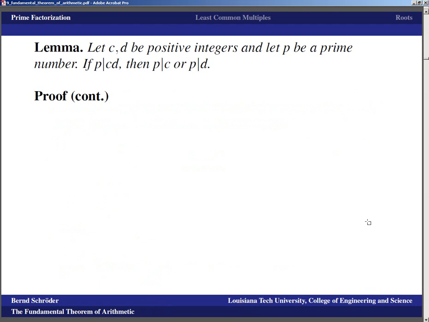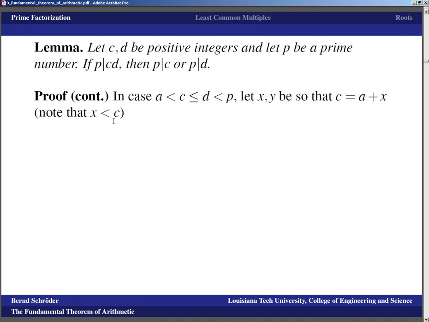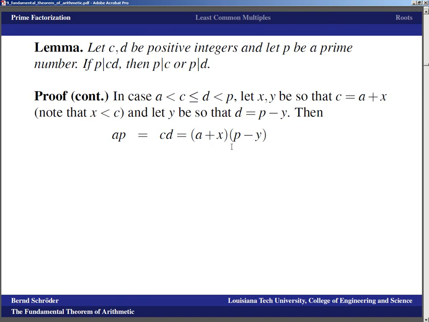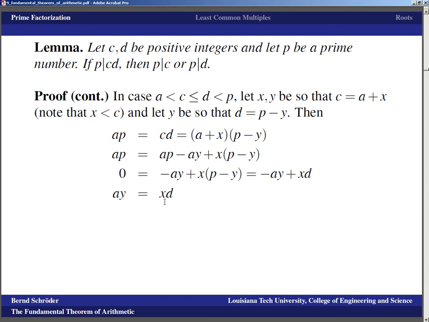Okay. So now we have to look at these 4 cases, and the first case would be that a is strictly smaller than c, less than or equal to d, smaller than p, and in this case we will choose x and y so that c is a plus x. And that means in particular that x is smaller than c, right? And we let y be so that d is equal to p minus y. And then, well, ap was cd, that would mean that cd now is a plus x times p minus y, and we can multiply that out, so we get a times p minus a times y plus x times p minus y. ap cancels, so we get 0 being negative ay plus x times p minus y, which is negative ay plus x times d here, right? And that means ay is xd.